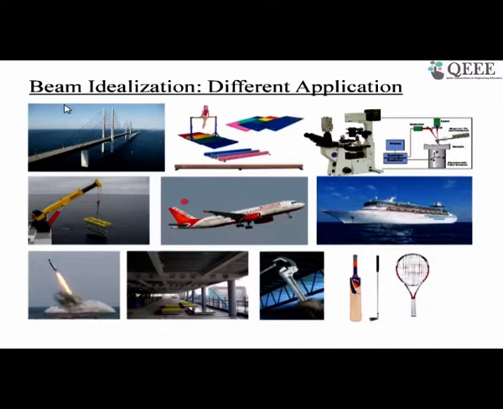An aircraft can be idealized as a beam. A crane boom can be idealized as a beam. A missile can be idealized as a beam. Even a badminton racket or cricket bat can be idealized as a beam. A crane can be idealized as a beam. A ship can be idealized as a beam.